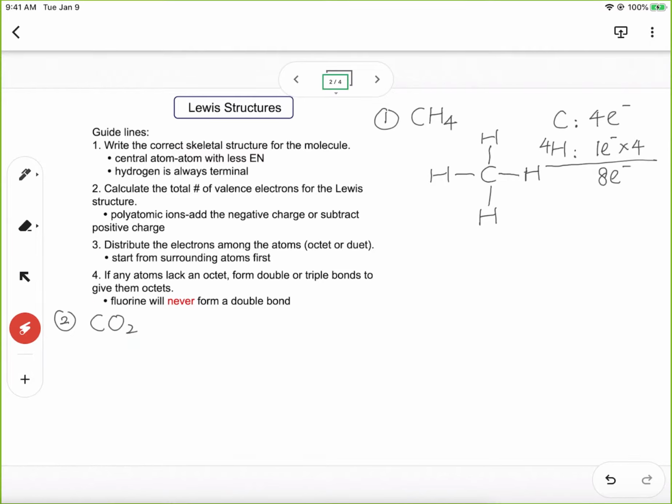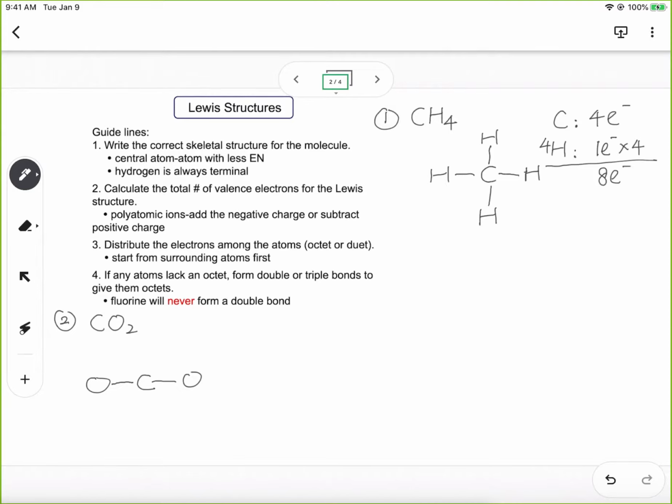Well, if you happen to remember the trend of electronegativity across the same period, carbon is on the left side of oxygen. Therefore, carbon has less electronegativity than oxygen. So according to this note here, carbon should be the central atom. All right, and 2 oxygens should be on 2 sides. All right, skeletal structure, like I said, that's a single bond for each pair. All right, so this is step 1.